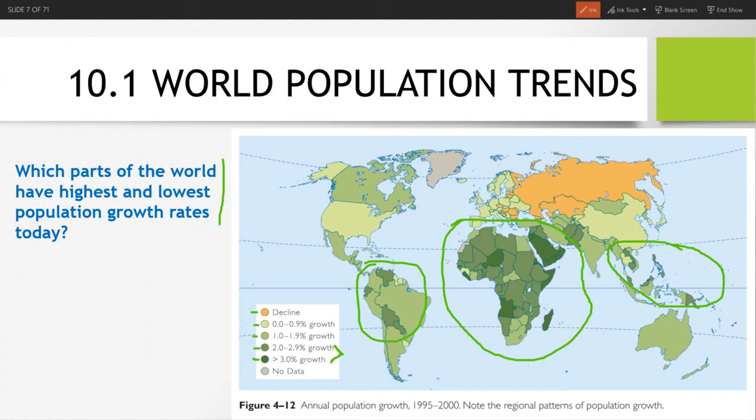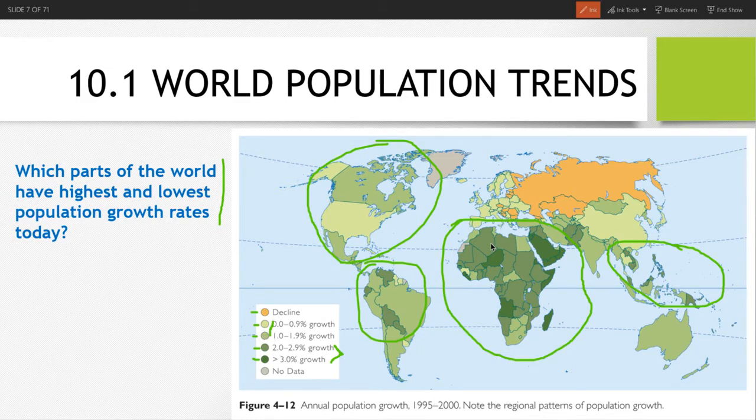These may be classified as LEDCs, or less economically developed countries. If we look at a contrast to that, we can see that North America generally has a population growth rate of less than 2. So probably anywhere between these two colors here.